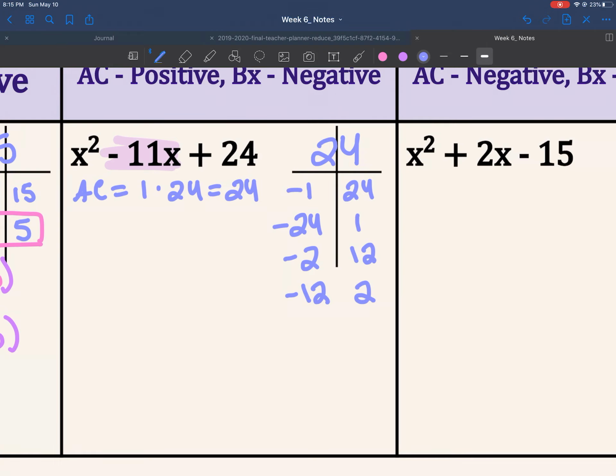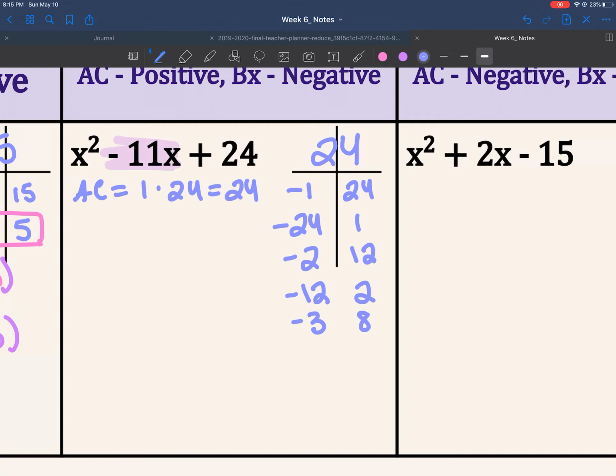And right now, none of these options are working. So we're going to have to keep going. So if we think about it, 3 times 8 also works. So what if we did negative 3 and 8?